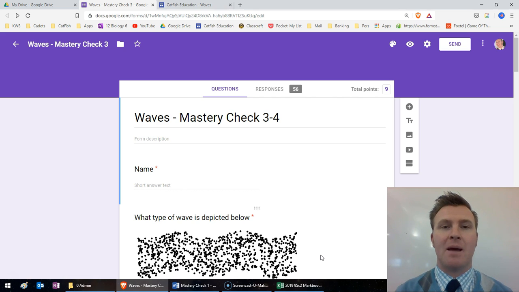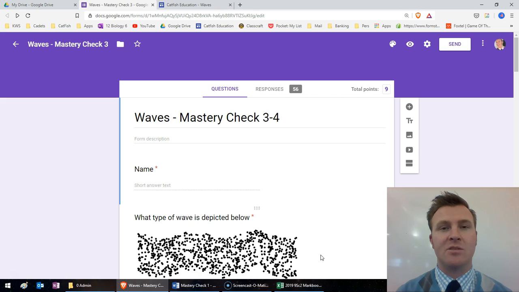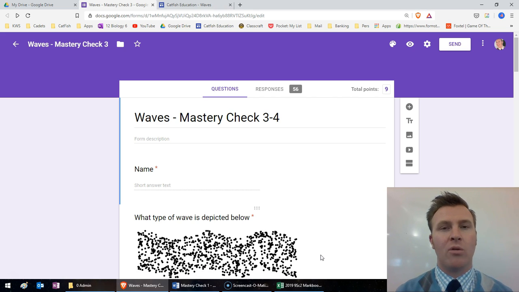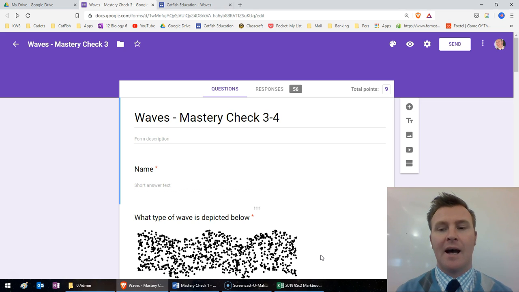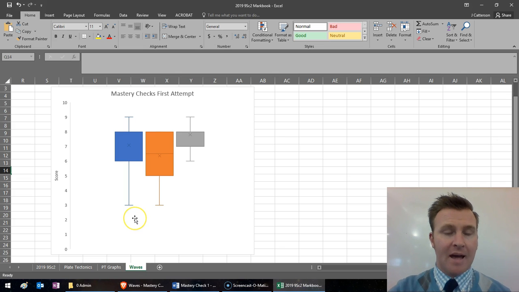And if they didn't display mastery, they had to demonstrate to me that they'd done at least one side activity to bolster their knowledge so that they were prepared to go into the mastery check the second time. So I put that little bit of a gap between the first mastery check and the second mastery check. And that seemed to work all right.